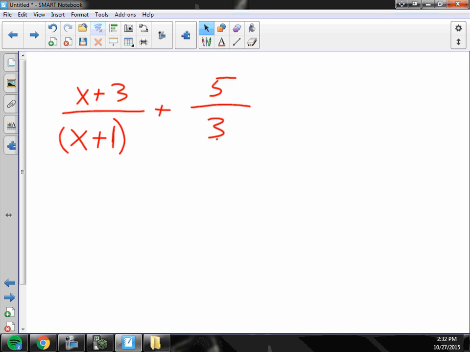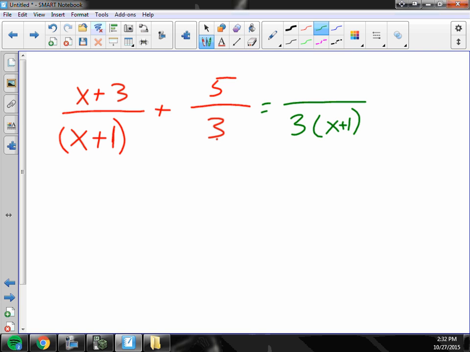It's going to be 3 times x plus 1. Now, you can combine that if you want, but it's a lot less useful for us. So we're going to leave the common denominator as 3 times x plus 1. That way we can find wholes, we can cancel. If you put it together, then you're going to have to factor it again in the end. So we like to leave our denominators like this.